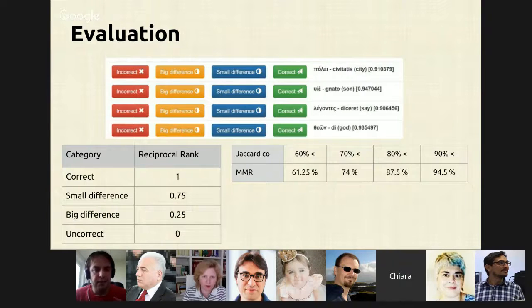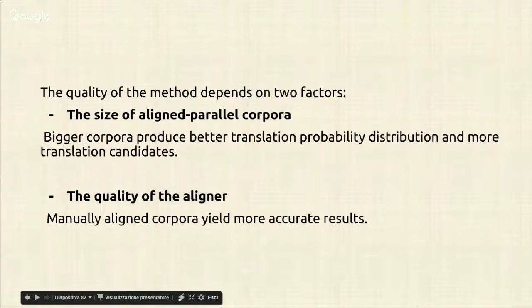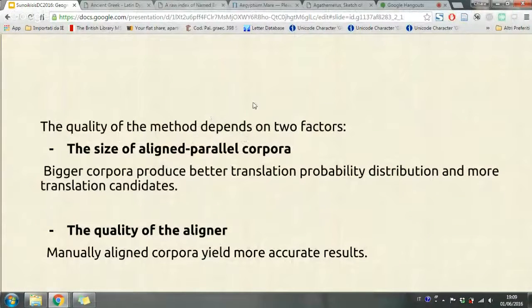That is the last slide. We can see that the quality of our method, of our program, depends on the aligned corpora. If the corpora is aligned manually, we will have more efficient results. And here is the quality of the aligner depending on the size of the corpora. When we have bigger corpora, they produce better translation probability distributions on more candidates. So that was from my side, and I hope that I could summarize everything in 10 minutes.